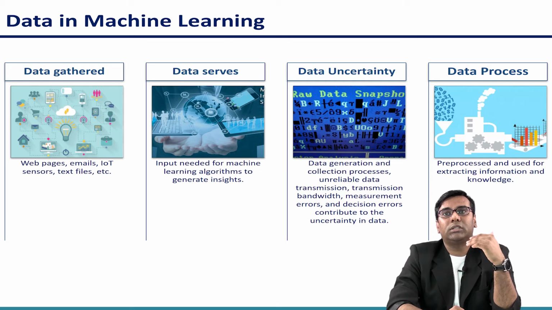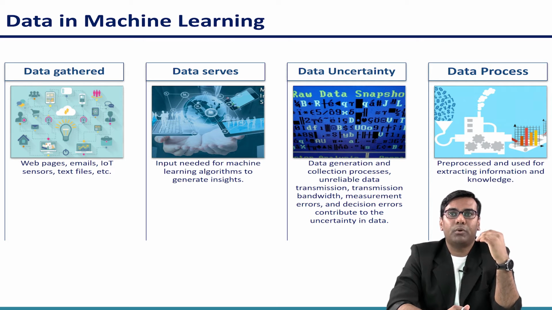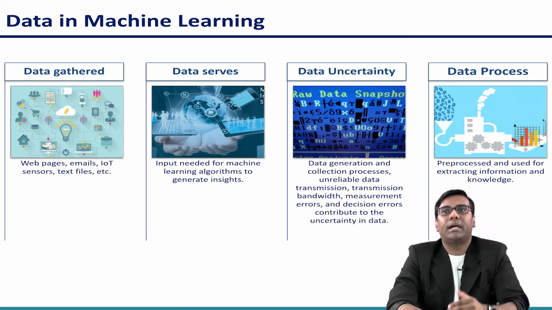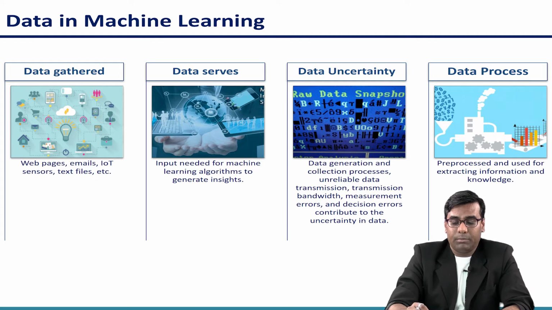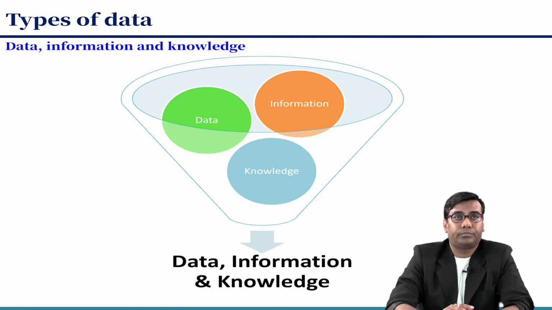And then we have data process. Data process is the pre-processing used for extracting information and knowledge from the data. So this is about data in machine learning.